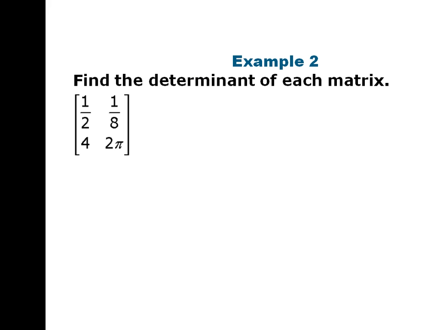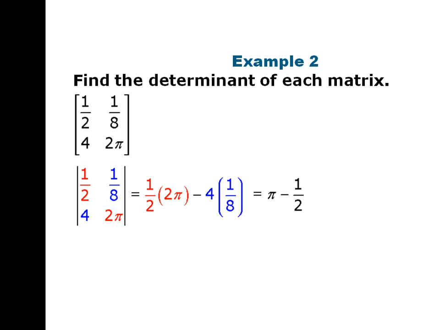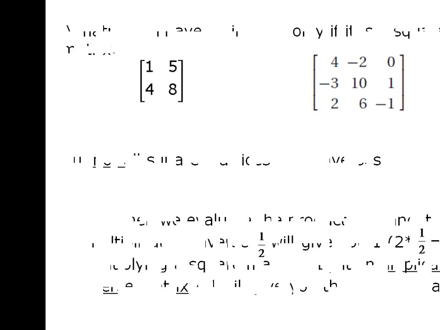Let's look at another example. Here we have some fractions, and we also have pi, and that's okay, it's just a number. So we would take the difference of the cross products here. 1/2 times 2 pi is just pi, and then 4 times 1/8 is just 1/2, so pi minus 1/2. And you can actually leave your answer like that instead of having to write numbers out and simplify them. So pi minus 1/2 is our determinant. You really won't have a lot of problems that involve pi, but it's just showing you that you can have other numbers besides just whole numbers in your matrix.